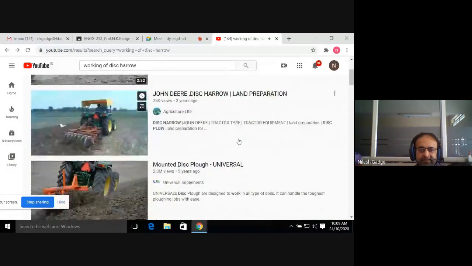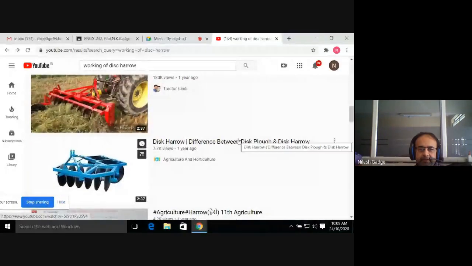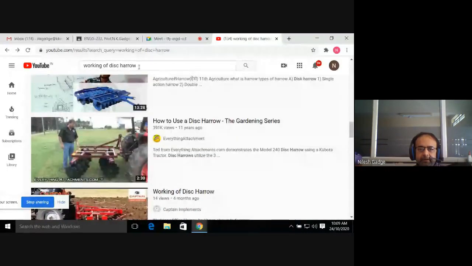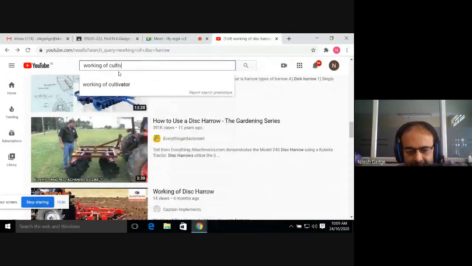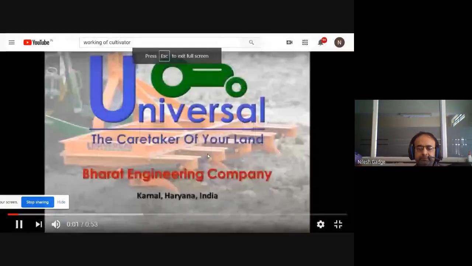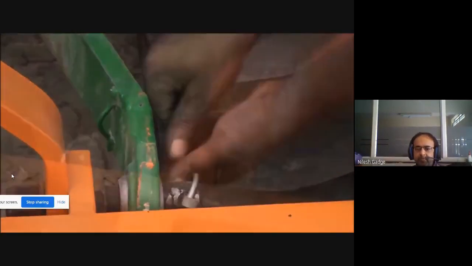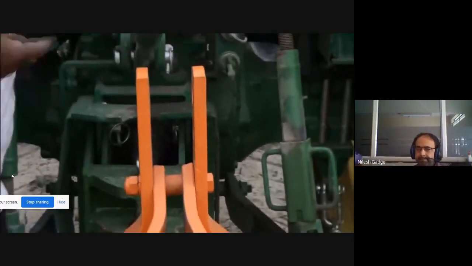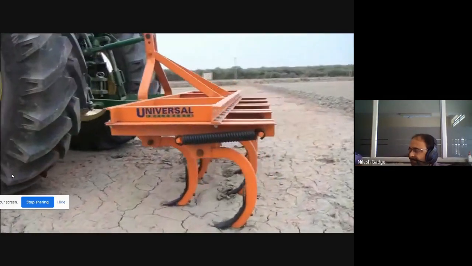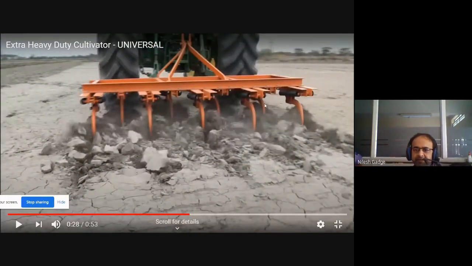So we'll see another video. This is just the working of the disc harrow. Then we will see the working of the cultivator, as there are many videos. So we'll see the working of the cultivator. I will show you the working of the cultivator. So you can see that the tines are arranged in between two.